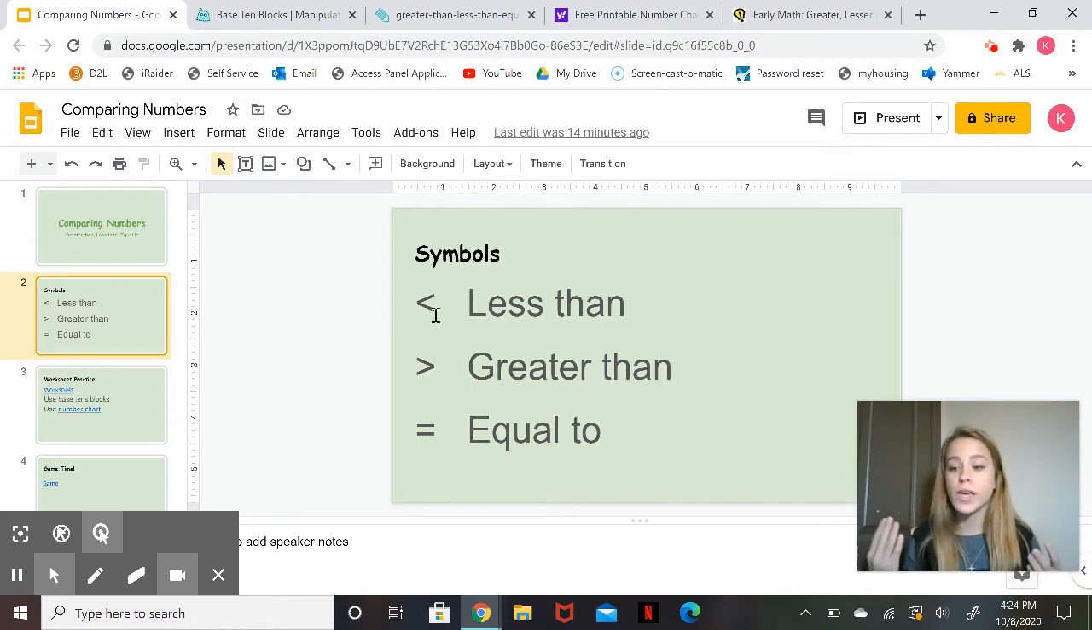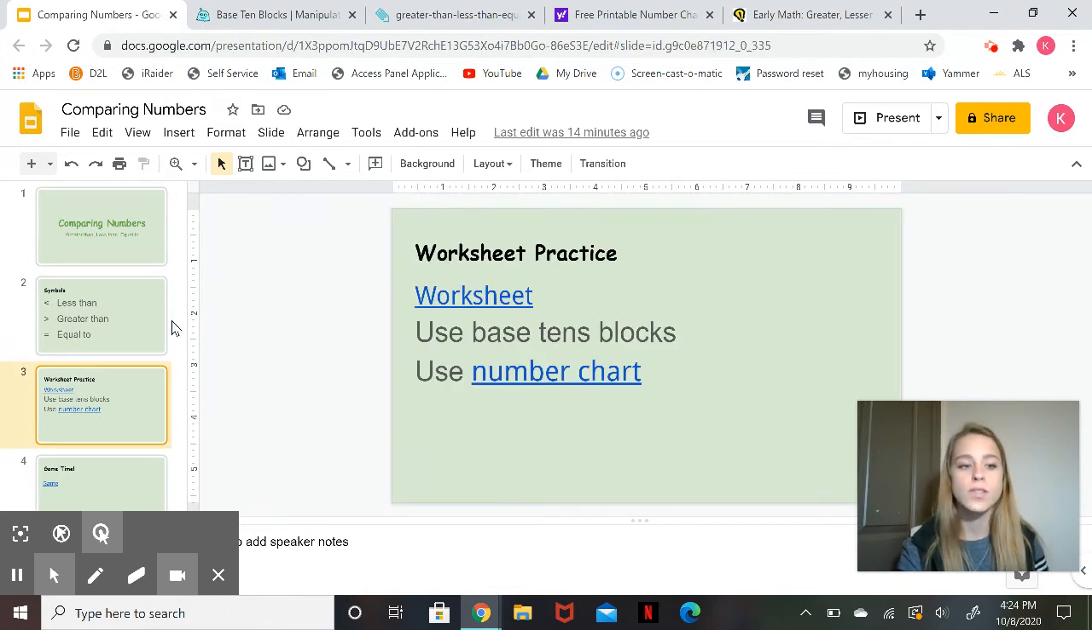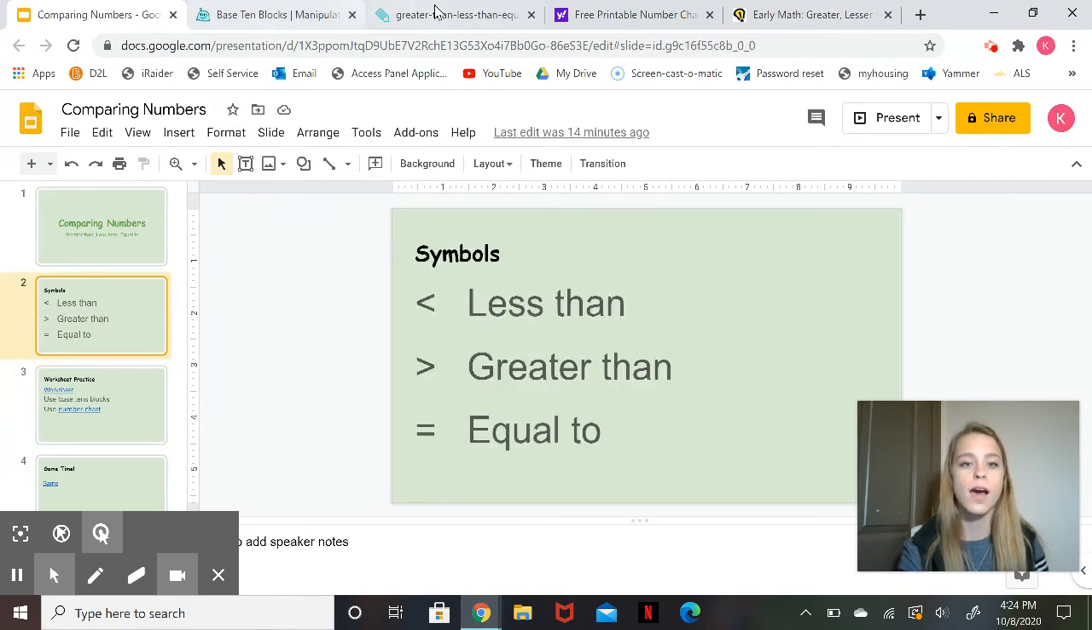So when we're doing it with numbers, pretend like the open mouth of an alligator is this sign, and they want to eat the biggest number, right? Of course. And then if a number is equal to, we're just going to use our equal signs. And we know what an equal sign is, right? They're the same. Okay, so we're going to go ahead and use this worksheet, which is right up here.